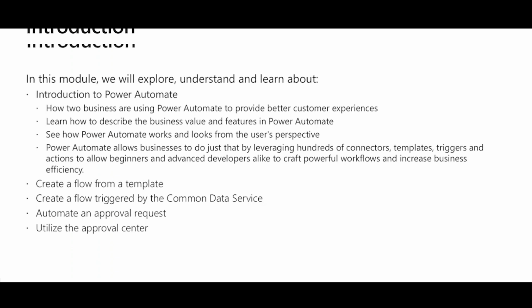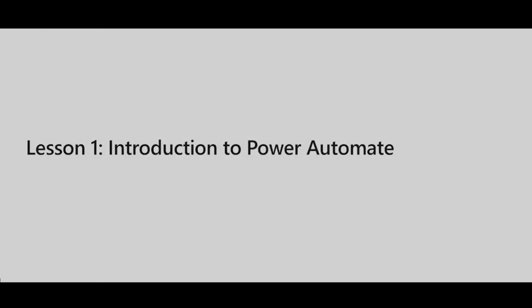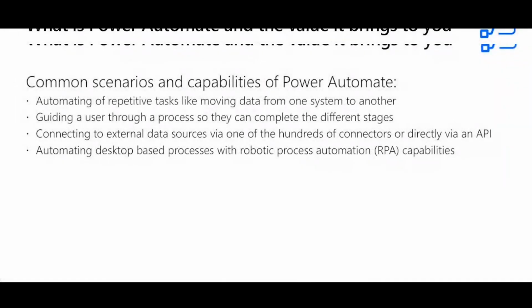We'll create a flow from a template, we'll create a flow triggered from the Common Data Service, we'll automate an approval request, and then we'll utilize the approval center. So let's get an overview of what is Power Automate. Power Automate using different scenarios and capabilities of the Power Automate.